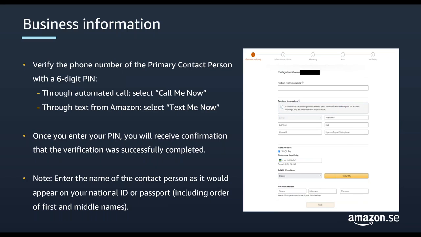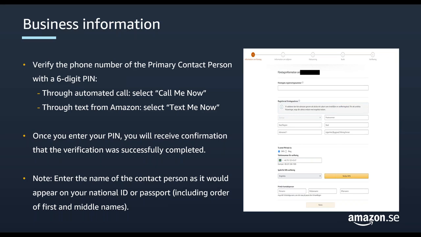When entering the phone number for the primary contact person, you'll be asked to verify it. Here, you'll have the option to receive an automated call or text from Amazon that includes a 6-digit PIN to authenticate your account. Start by choosing the country of your phone operator from the drop-down menu, and then enter a valid telephone number, excluding the country code. You will then have the option to select the language in which you would like to receive the call or text. Choose your preference and then select Call Me Now for a call or Text Me Now for a text message.